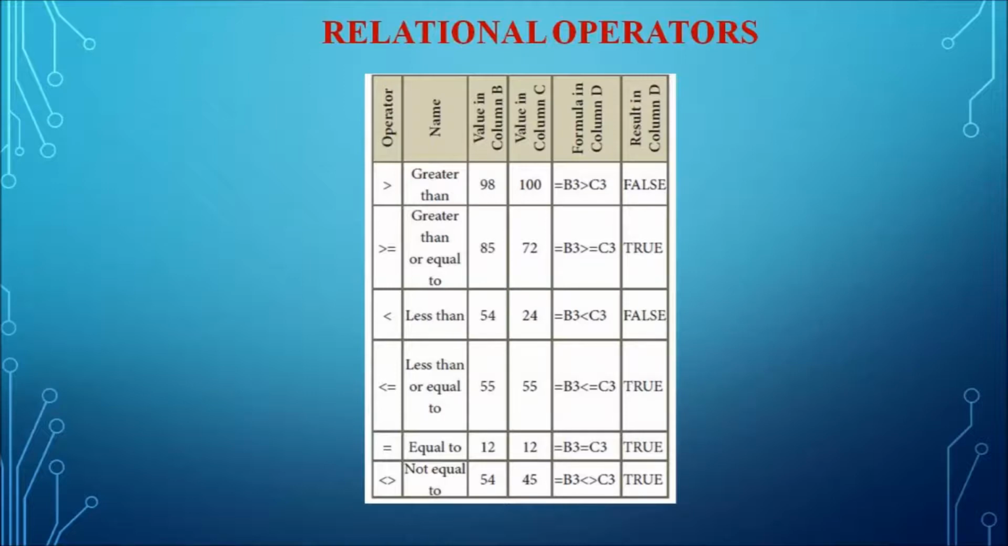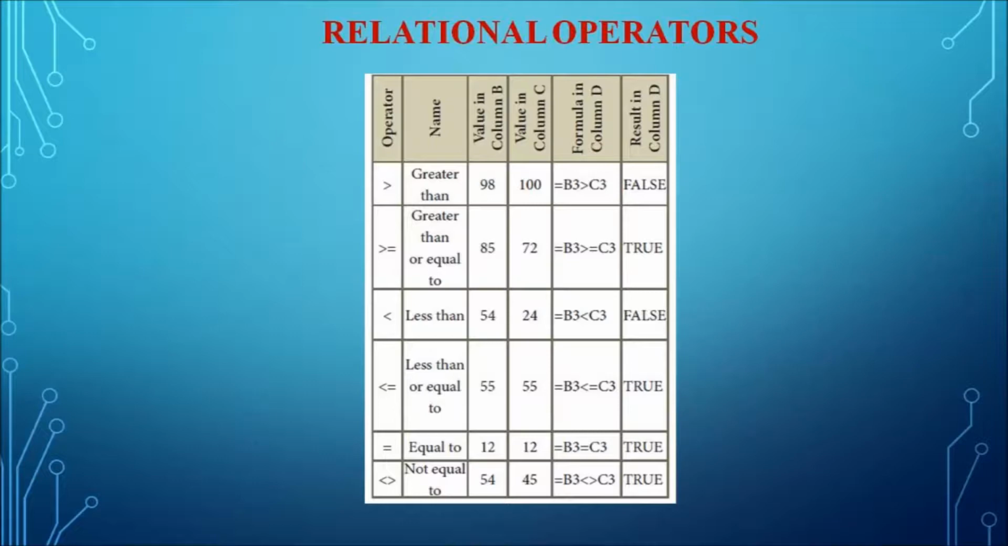You see the example, 98 and 100. Here you can see the formula is created by starting with the equal symbol. So equal to B3 greater than C3. It means 98 greater than 100, so it is false. It returns false. Like that, this relational operator works.